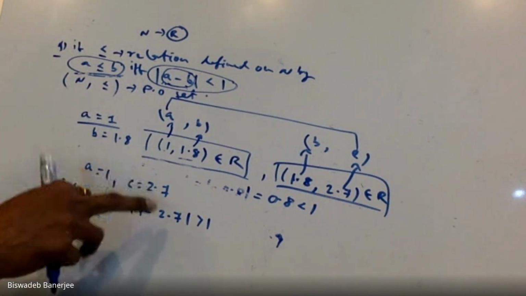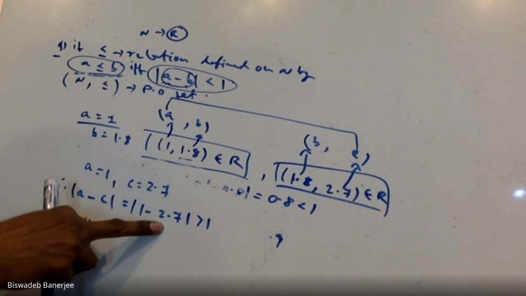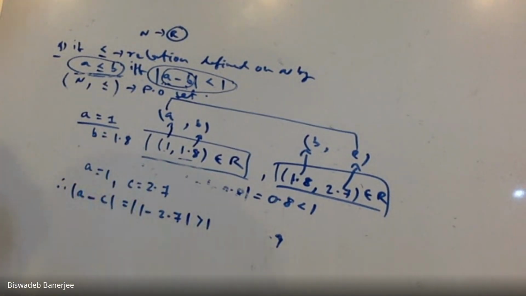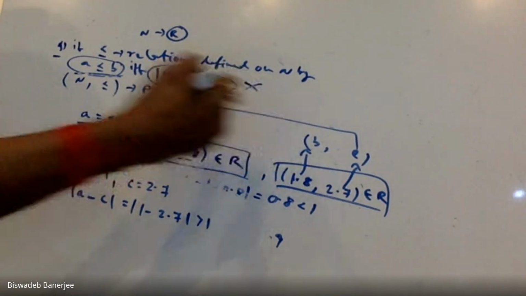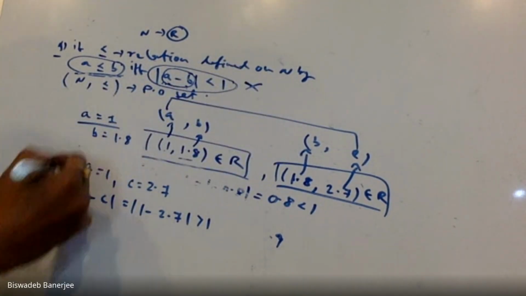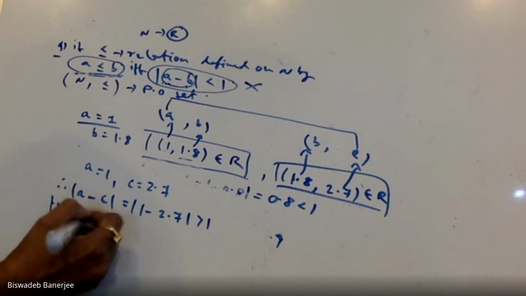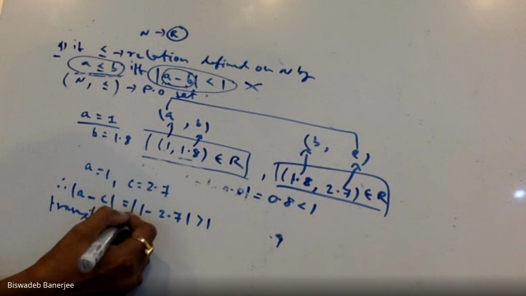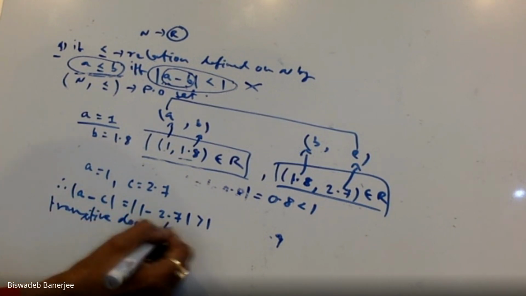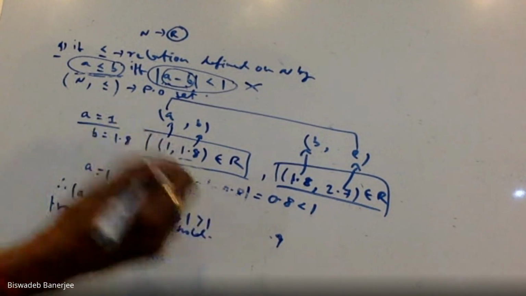Its value is 1.7, and 1.7 is greater than 1. So it does not hold. That means the transitive property does not hold.